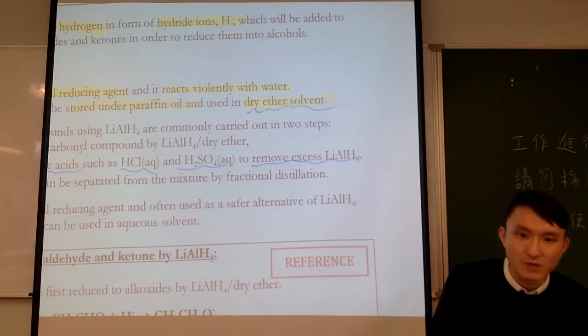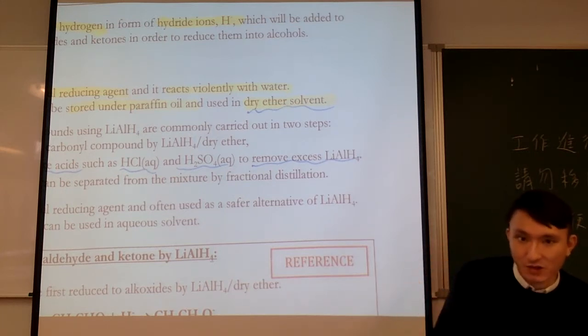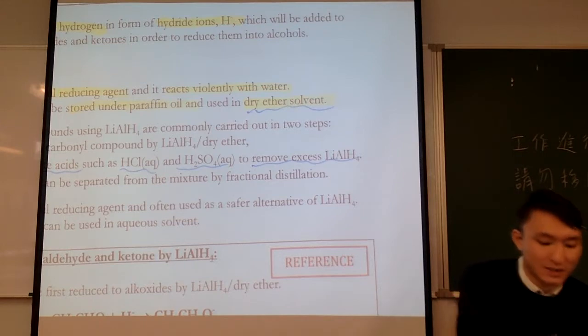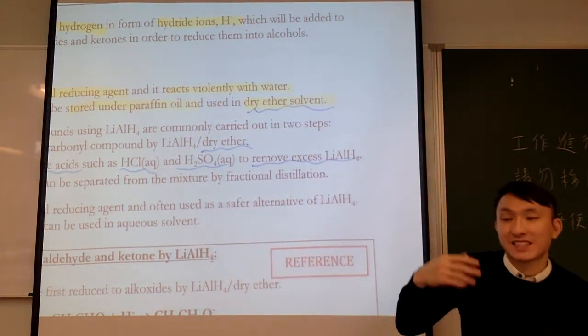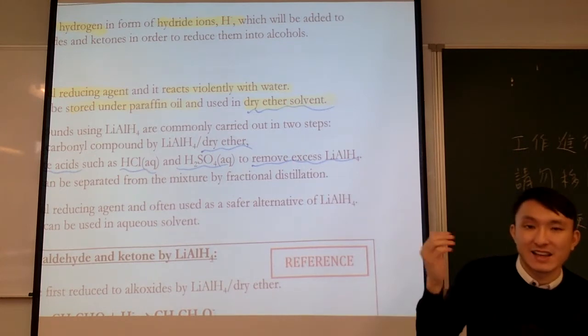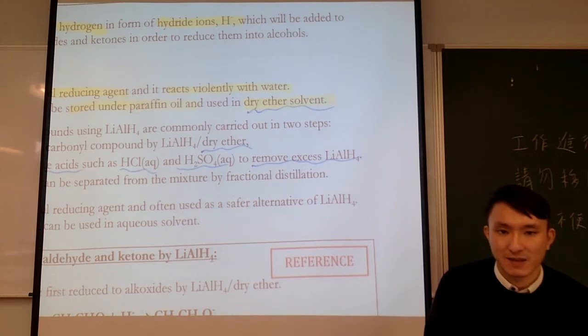So always remember, when we use lithium aluminum hydride, we must do it in a two-step manner. One, we carry out the reduction, making sure the lithium aluminum hydride is dissolved in dry ether. And the second step, we add dilute acid to remove any unreacted lithium aluminum hydride.